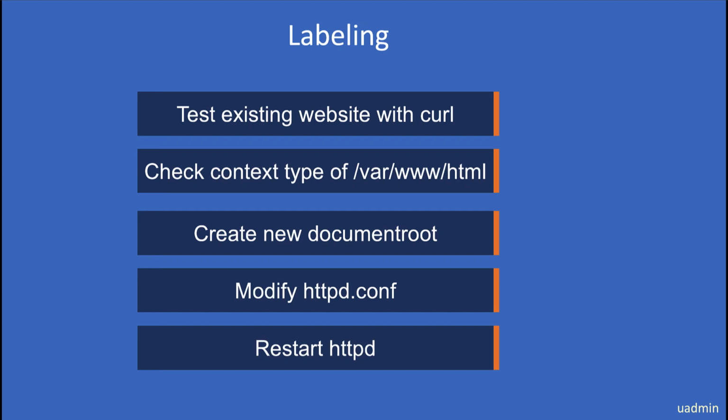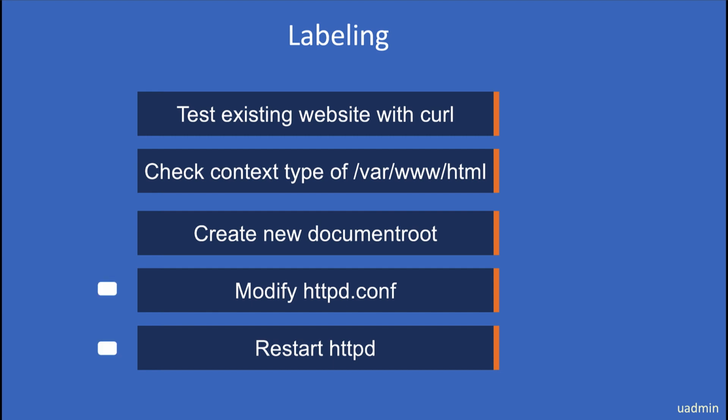In this demo we will use curl to check whether a website is accessible. And then we'll check the context type of the existing document root. And after that we will create a new directory that will function as the new document root. Then change the httpd.conf file and restart the web server.